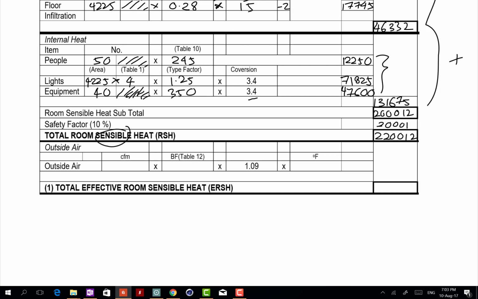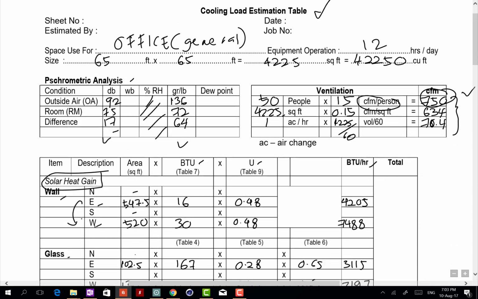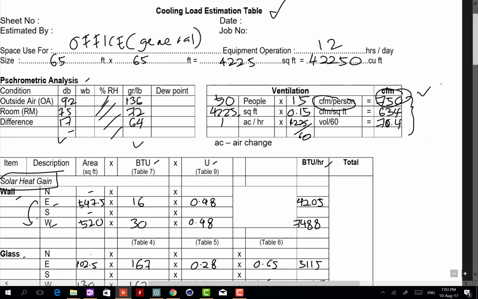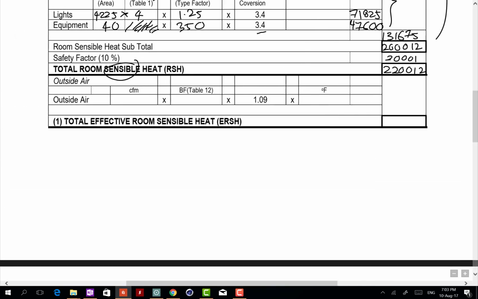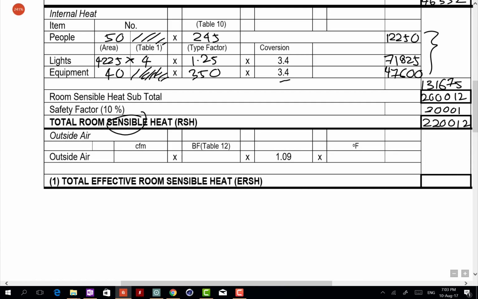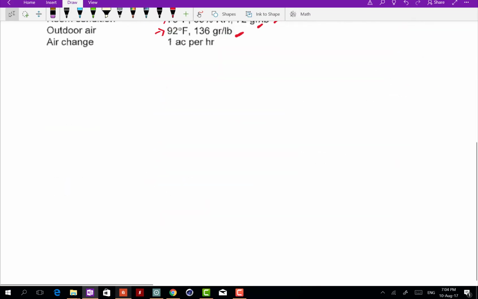Now we move to the outside air. Okay, outside air, the CFM is 7... sorry, we need to use the value from this one. The highest one, 750, from ventilation. So we put here 750. 750 multiply with bypass factor. So this one is from table 12.